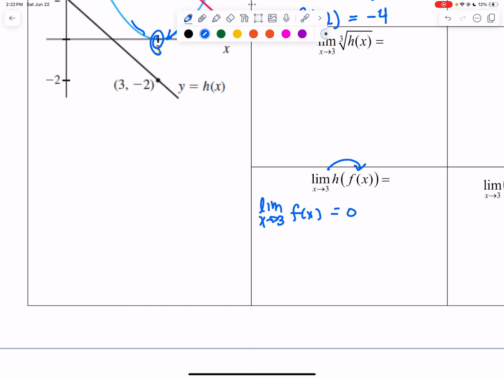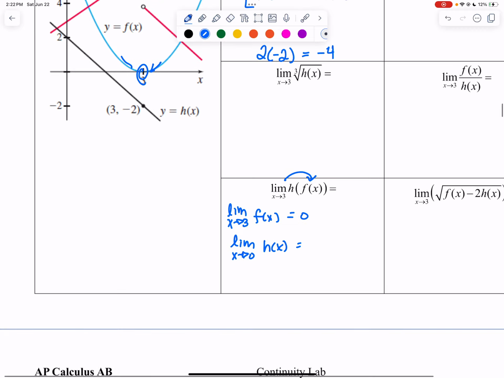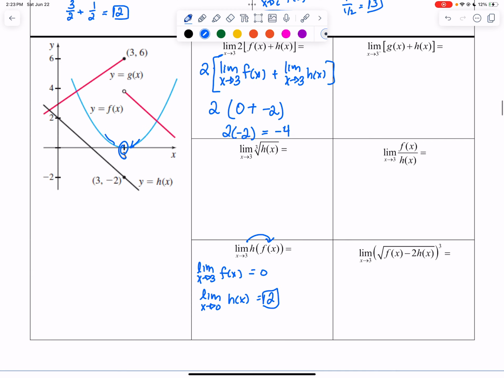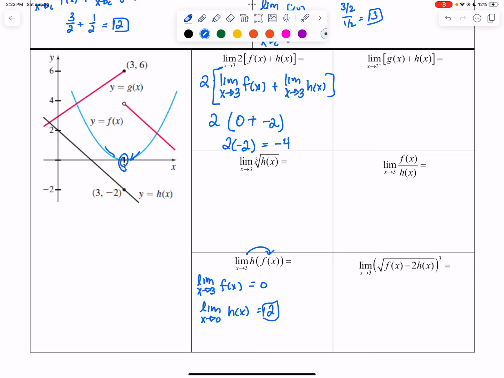So then I'm going to use that to help me with this right here. So now I have the limit as x approaches 0 of h of x. And this right here is going to give me +2 right here. Obviously, you could do the other 4, but here's the answers.